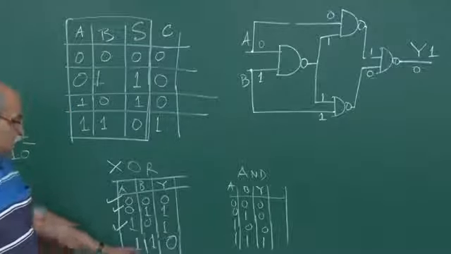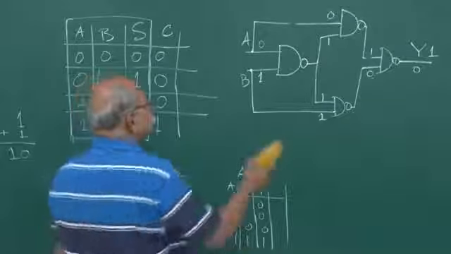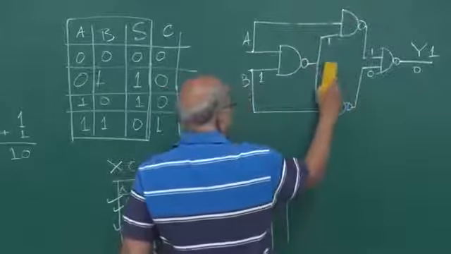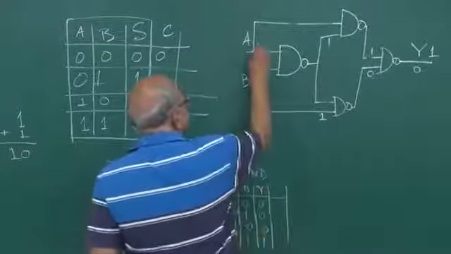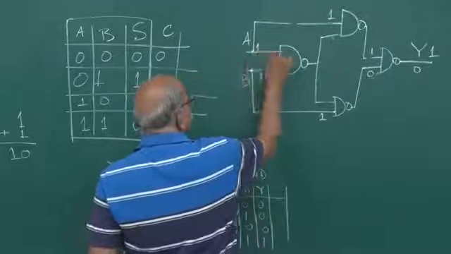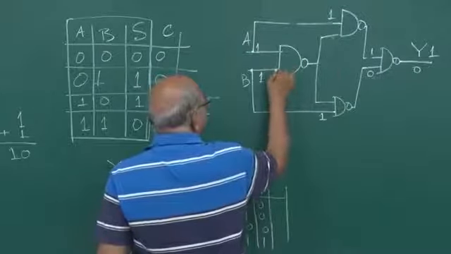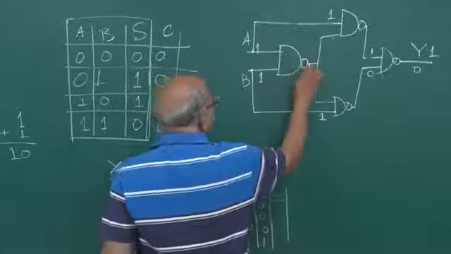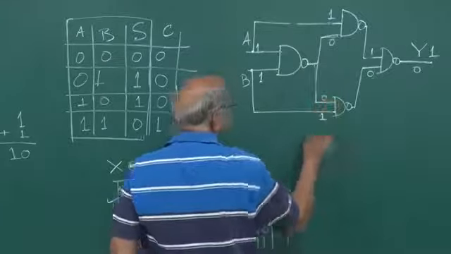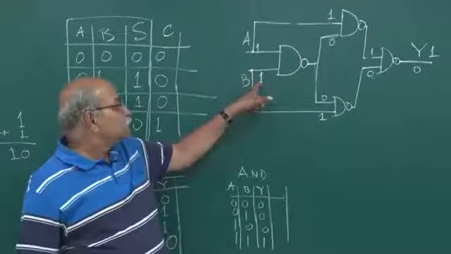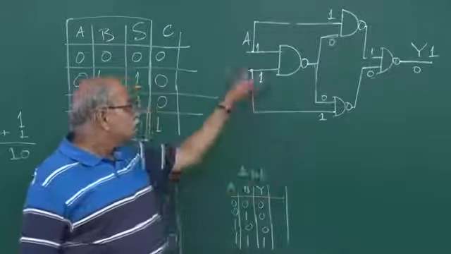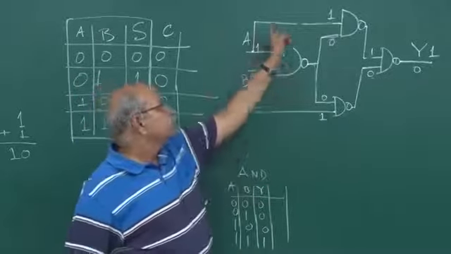Last one, 1 and 1. A is 1 and B is 1. So both A and B are 1. This is also 1. So this 1 reaches here. And what happens this side? 1 and 1 will be 1. And NOT of that will be 0. So this is 0 going here and this is 0 going here. Correct? 1 and 1 gives you 1. NOT of that is 0. That 0 goes here, that 0 goes there. And this 1 is directly fed here. This 1 is directly fed here.